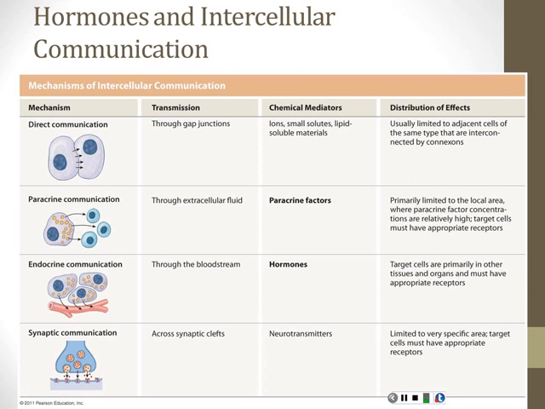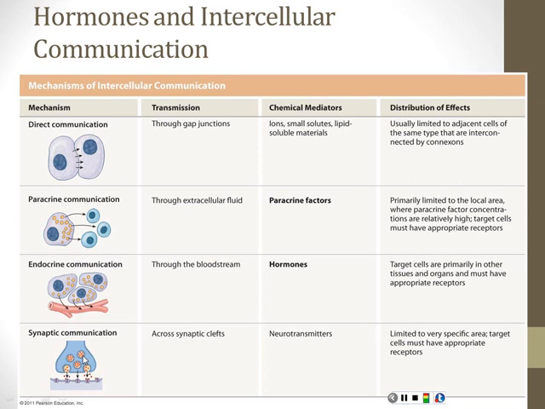But the only way that a cell can respond to a chemical messenger is if it has a receptor. In other words, it has to have some way of seeing, so to speak, that chemical in order for any kind of change to occur. And we'll talk more about that later.